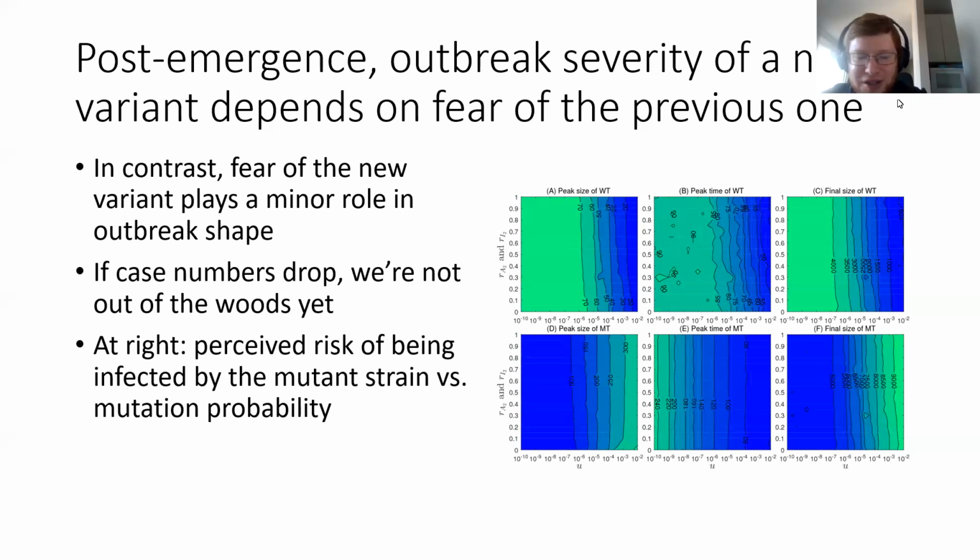So plotting that against mutation probability, stuff like the peak number of infections, so maximum caseload per day, the time at which the maximum caseload happens during the simulation, and how many infected there were at the very end of the simulation, for both wild type and mutant type, wild type being the top row, mutant type being the bottom row.